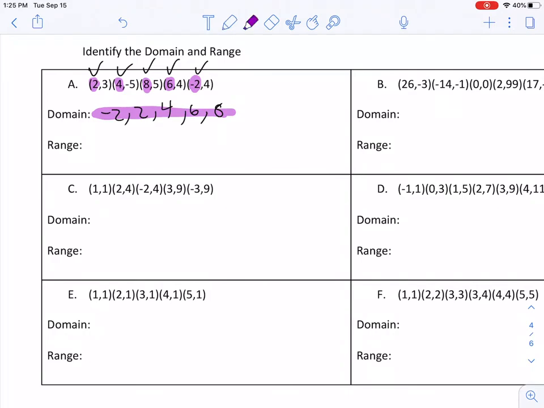And then our y values. And we are listing those as -5, 3, 4, and 5. So I had -5, 3, 4, and 5. If you notice, I didn't list the second 4 because I don't need to. As long as I list one of them, I'm good.